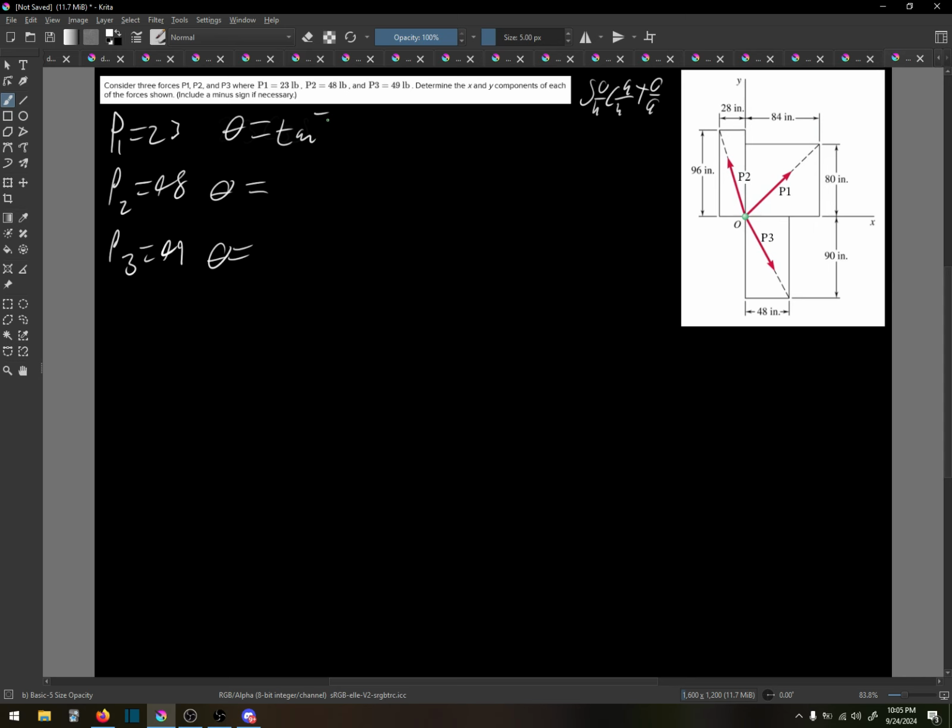It's going to be tan inverse of 80 over 84. This one's going to be the tan inverse of opposite 96 over 28. And then this one's going to be the tan inverse of, do we want this angle here? From the x-axis. I think everything's been from the x-axis. It's going to be 48 over 90.